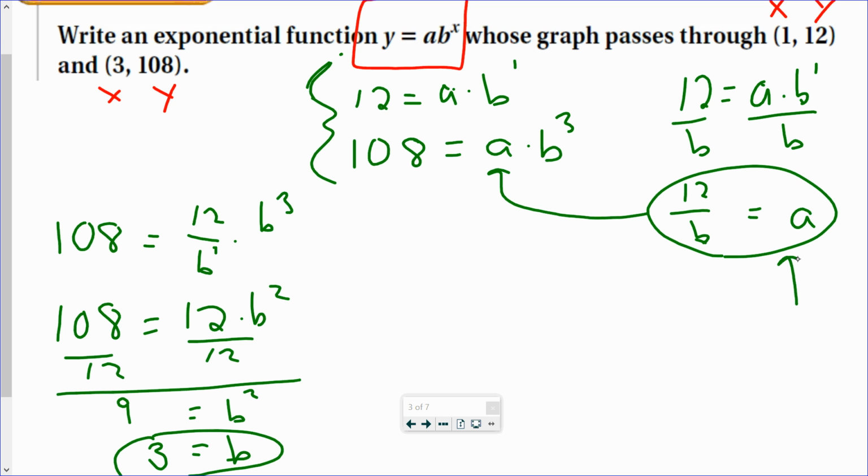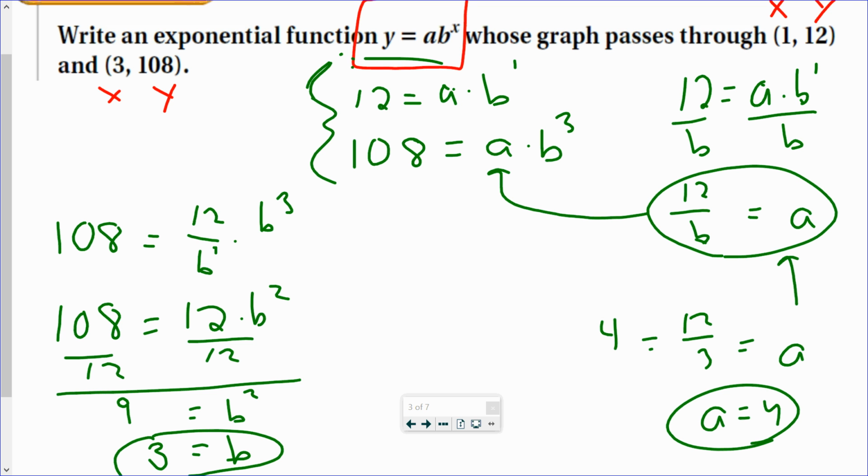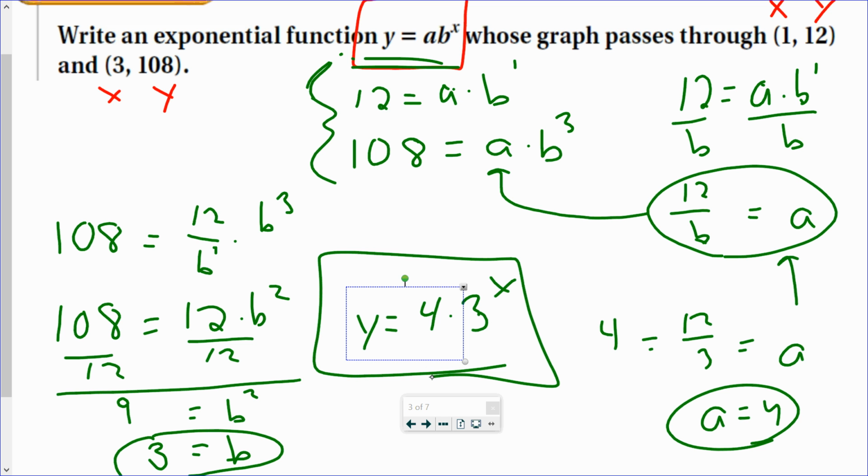Now, once you have one answer, all you have to do is go back to your bubble over here where a is to figure out what a is. a equals 12 over b. So a would be 12 over 3. So a is 4. So we know that a is 4. We know b is 3. We can go back to this model at the top and write what our final answer is. y equals 4 times 3 to the x. Perfect. So that's the exponential function that would pass through those 2 coordinates.